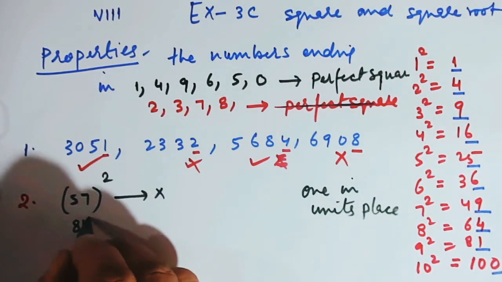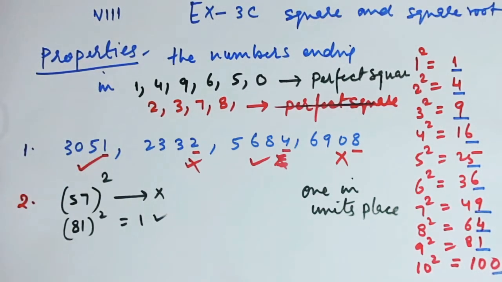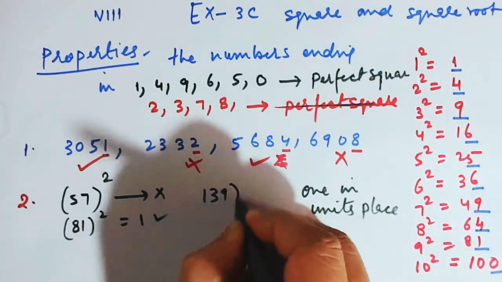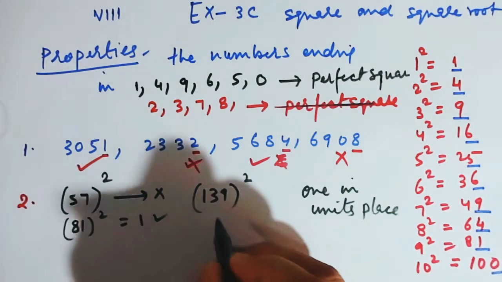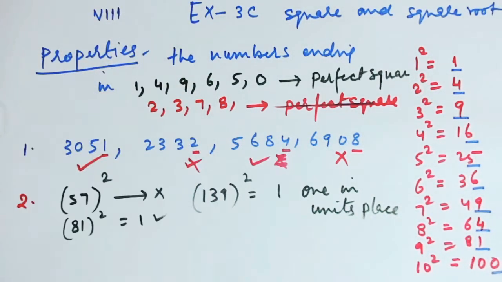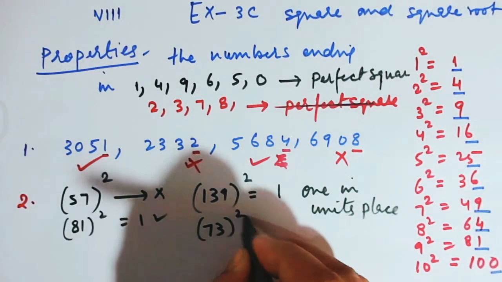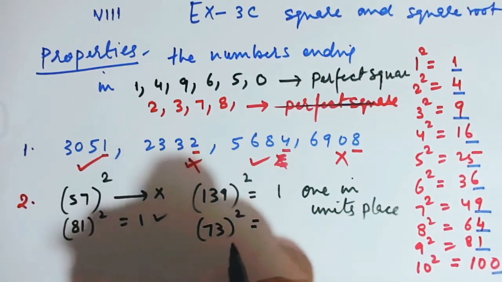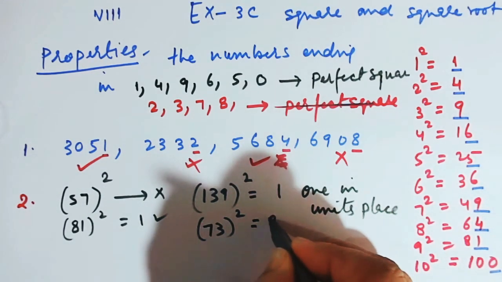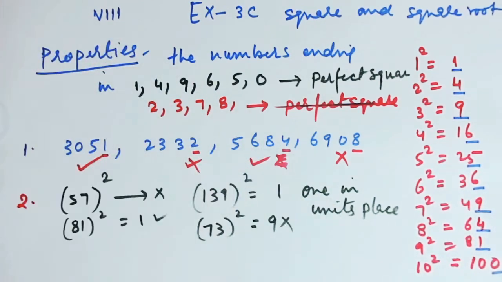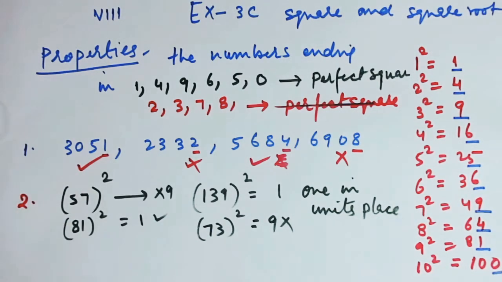Let's take another number, 81 square. Yes, 1 into 1 is equal to 1. You will get it. 139 square means 9 times 9 is equal to 81. This means here you will get 1 in its unit place. Naturally, when you have 73 square, what do you think? In this 73 square, you are going to get 3 threes are 9. So you will get 9 in its unit place. Therefore, this is not. Here also 7 sevens are 49. You will get 9 in its unit place. Therefore, it is not.